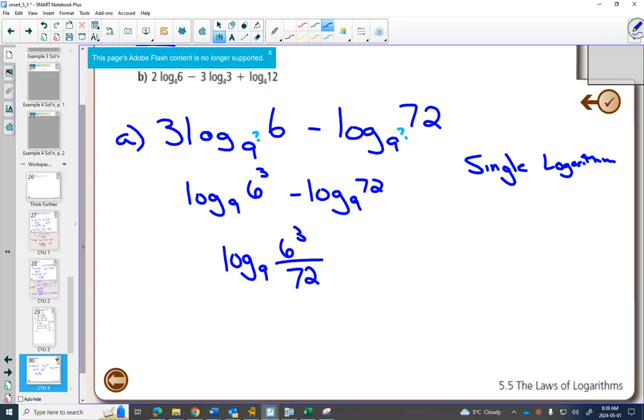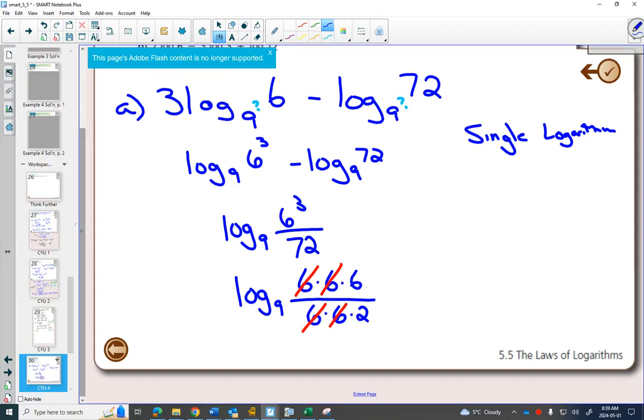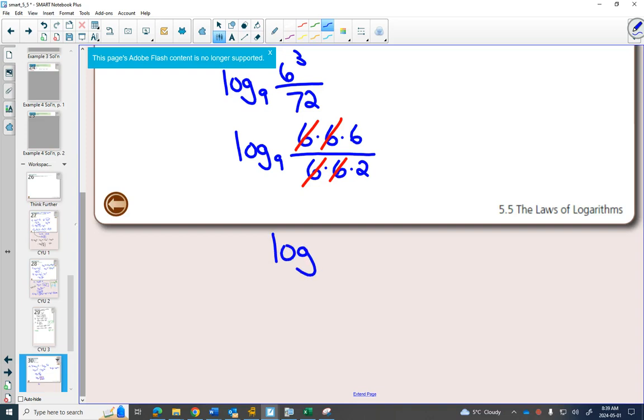Sometimes it's easier if you break things up into their factors. So 6 cubed, of course, is 6 times 6 times 6, and 72 is 36 times 2, which is 6 times 6 times 2. That is a lot easier than doing 216. First of all, knowing that 6 cubed is 216, that might take a while. And 6 divided by 2, this becomes log 9 of 3.